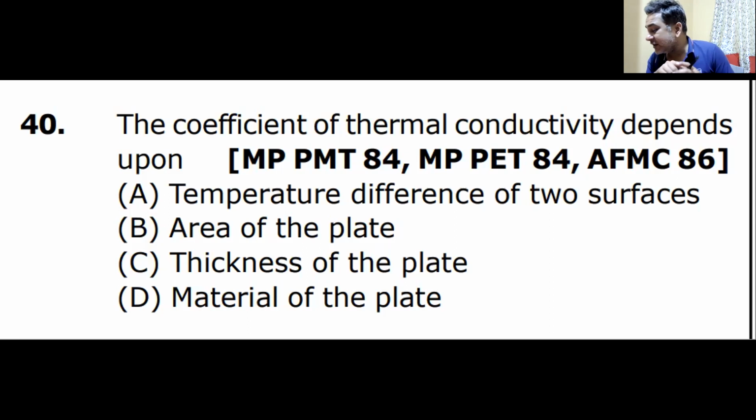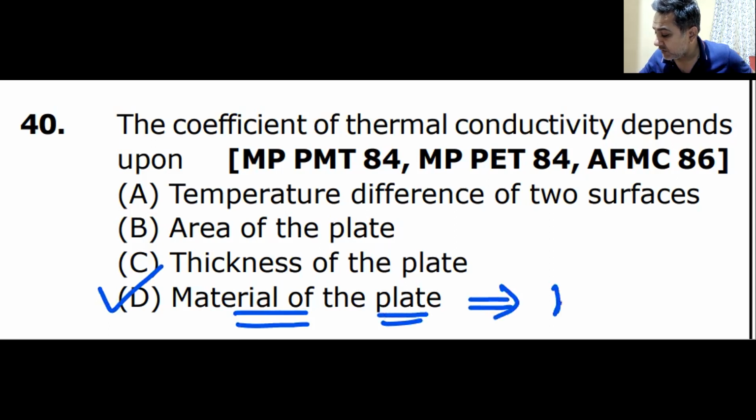The coefficient of thermal conductivity depends on A, B, C, D. We have 4 options. Material of plate. B. And the correct option is? D. The correct option is D, which is it depends on the material. Coefficient of thermal conductivity K does not depend on the area of the rod. It does not depend on the length of the rod. It only depends on the material of the rod.